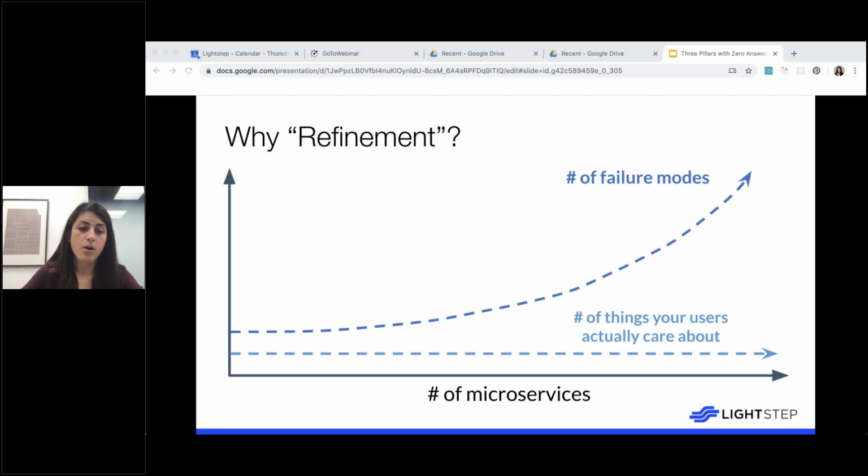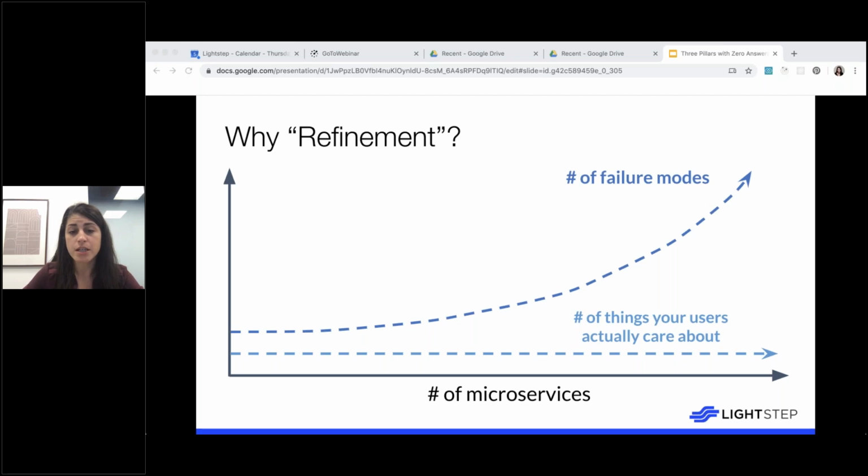So I wanted to quickly talk about why refinement is important before we dive into the scorecard for refinement and why we shouldn't measure something else. As you can see in this graph, the x-axis represents the number of microservices, and as you add more and more microservices, the number of things that your users actually care about doesn't change. I was referencing this earlier in the talk, but your users don't care if you have a distributed architecture or if you have a monolith. They really just want to achieve whatever they want to achieve in the product in a reasonable way.